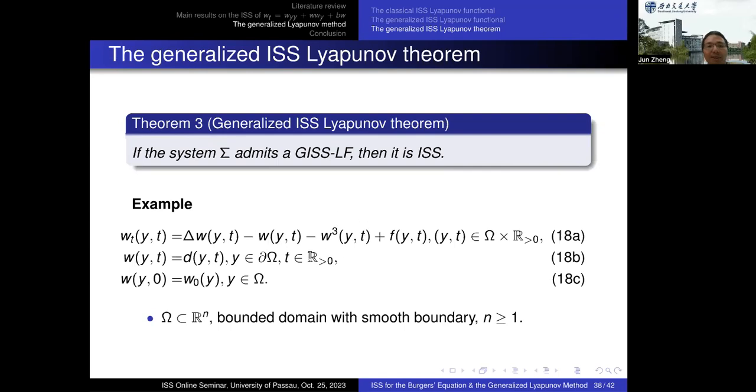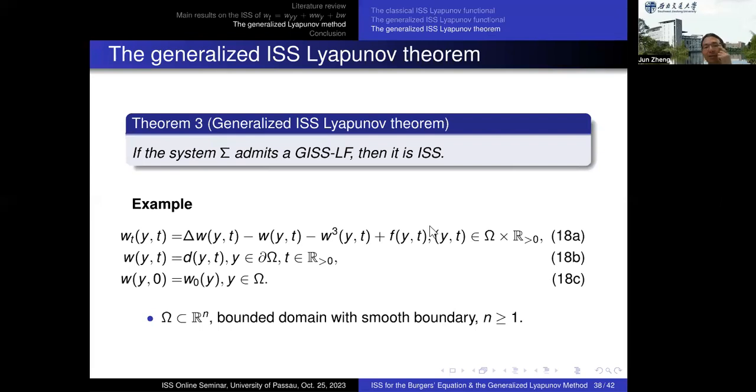Let's look at the example. We consider the nonlinear parabolic PDE defined over a higher dimensional domain omega. Here F is an in-domain disturbance, and D is a Dirichlet boundary disturbance. What is the generalized ISS Lyapunov functional for this system?